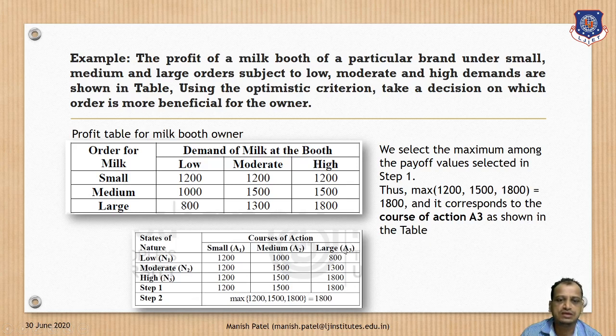Clear? What is the course of action? It is this one. The company will go with this 1800. Simple enough. You get the best out of the best, and that is nothing but the optimistic criterion.